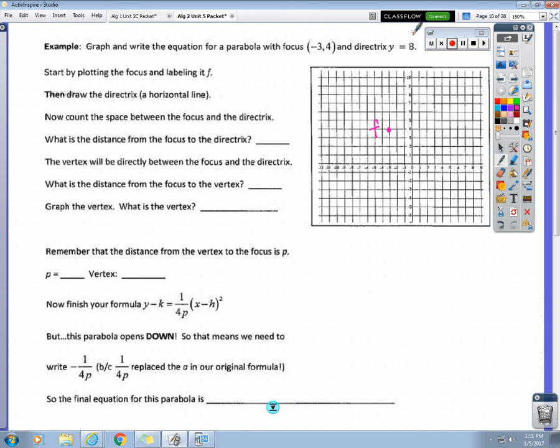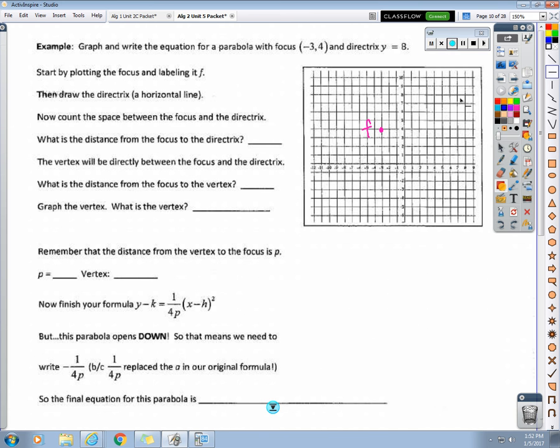Okay, now we need to draw in the directrix. The directrix is always a line. Look at it outside the parabola. And a line that goes through the y-axis at 8 would be a horizontal line through 8, because it has to cut across the y-axis at 8.